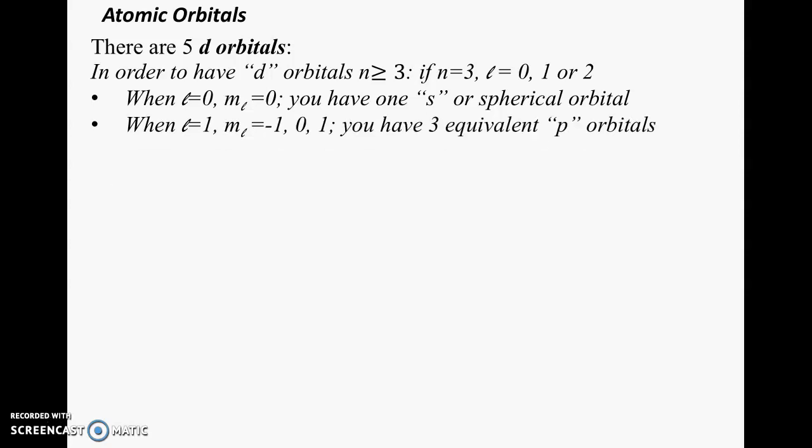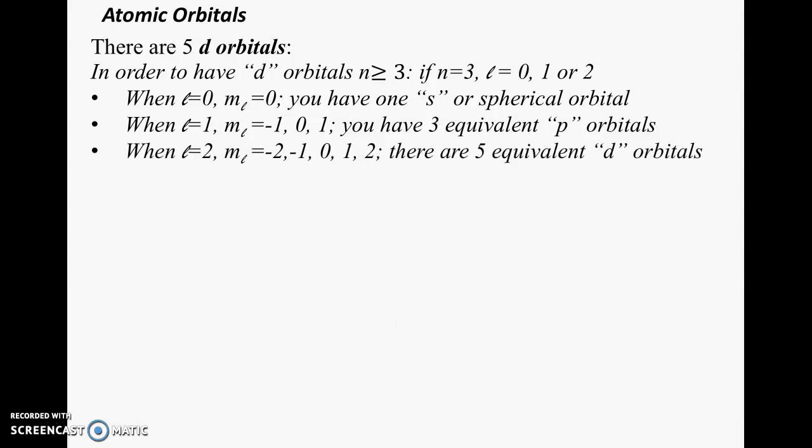And if it's 0, then m sub L is 0, and there's your s orbital. If L equals 1, then m sub L can be -1, 0, or 1, so you have 3 p orbitals. And if L equals 2, then m sub L can be -2, -1, 0, 1, and 2. So there's 5 different ones, and that's where you get your 5 equivalent d orbitals.